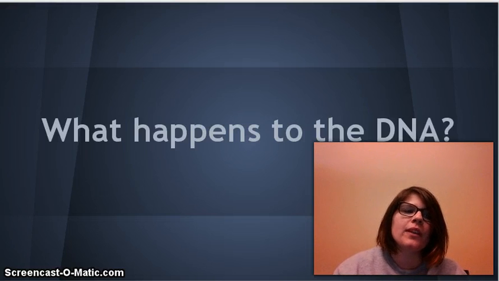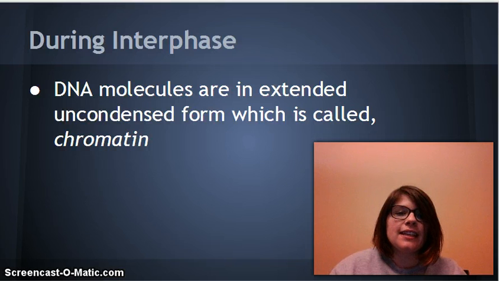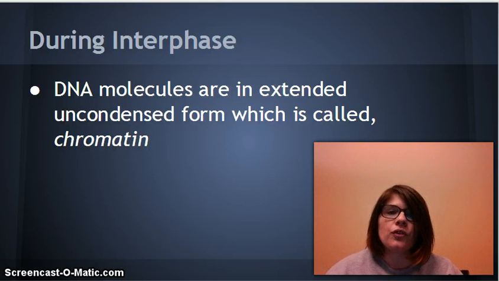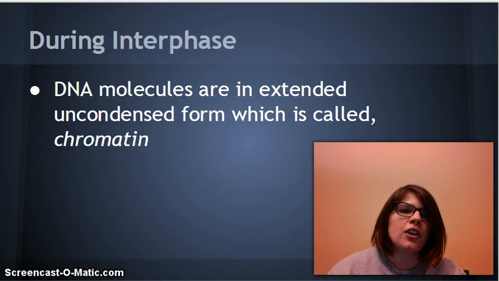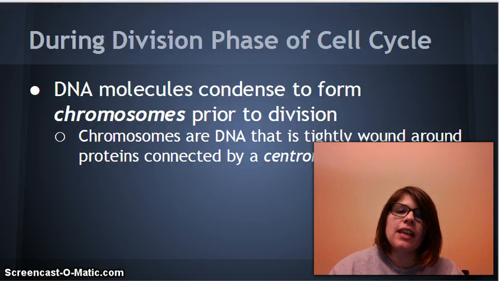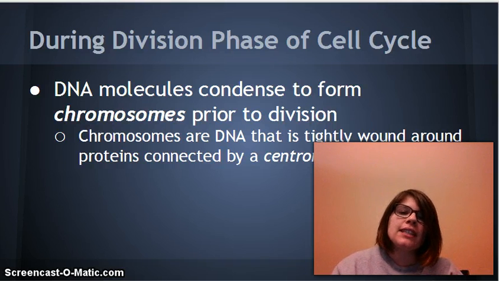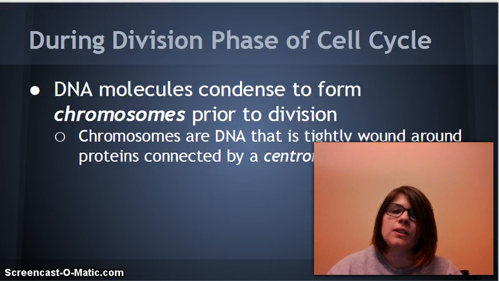Well, let's explore that. Remember about interphase. During interphase, DNA molecules are extended in an uncondensed form, which is called chromatin. Remember I told you to think about a ball of yarn or a plate of spaghetti. It's really loose, it's unwound. It can be very, very messy as well. So once we get into the cell cycle, though, we're going to condense that chromatin into chromosomes. So the DNA molecules condense to form our chromosomes prior to division. And do you remember what phase that happens in? If you said prophase, you would be correct. So pat yourself on the back.